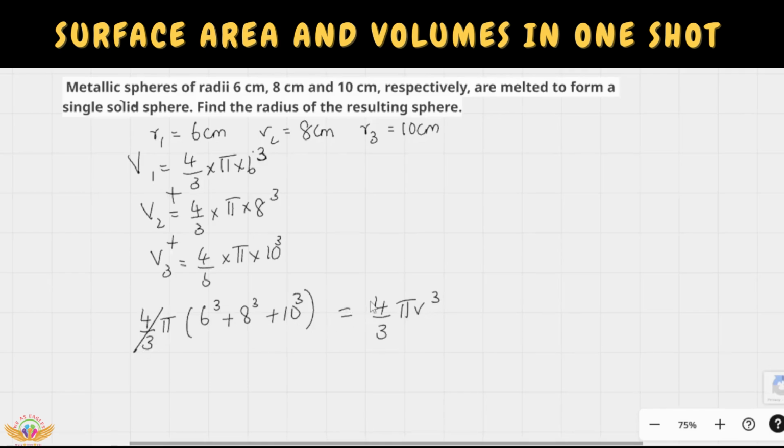So 4 by 3 will be cancelled. So what is 6 cubed plus 8 cubed plus 10 cubed? After adding all this, you will get 1728, that is equal to r cubed. So r will be equal to the cube root of 1728, and the cube root of 1728 is 12 centimeters, and this is the radius of the resulting sphere.